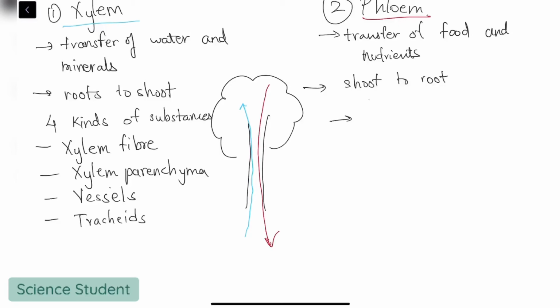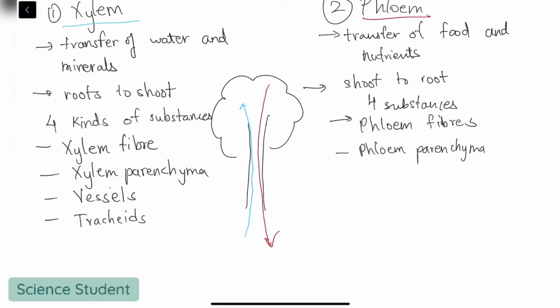And phloem is also made up of four substances, that is phloem fibers, phloem parenchyma, sieve tubes, and sieve cells.